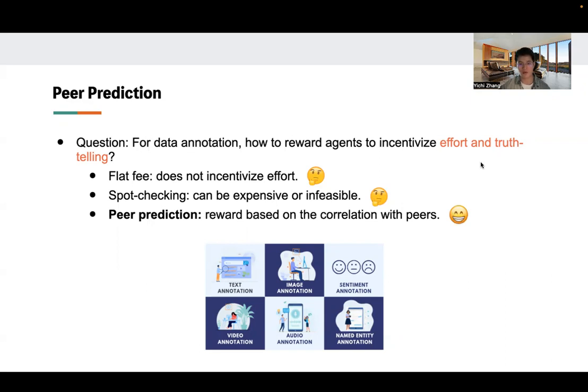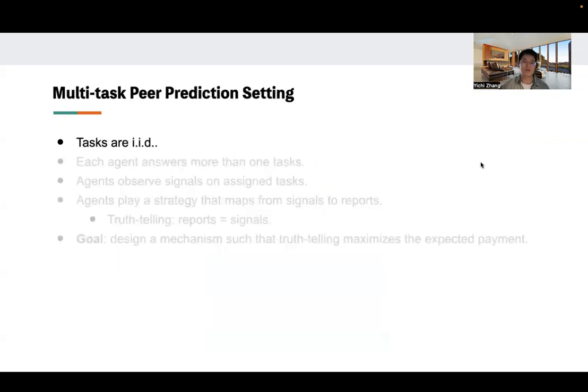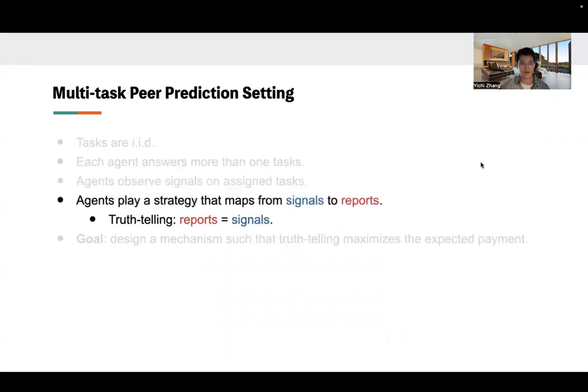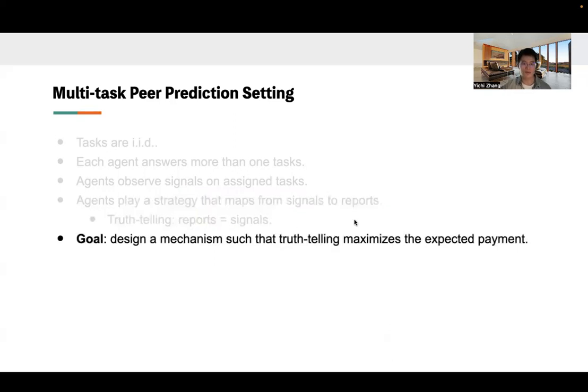The idea is to reward each agent based on her correlations with her peers. In the multi-task peer prediction setting, tasks are IID sampled. Each agent answers multiple questions. Agents observe some signals on the assigned tasks, which represent her information about those tasks. And finally, agents play a strategy that maps from her signals to her reports. Especially, while truth-telling, the agent's reports equal the signals. The goal here is to design a payment mechanism such that if everyone reports truthfully, it will maximize the expected payment.